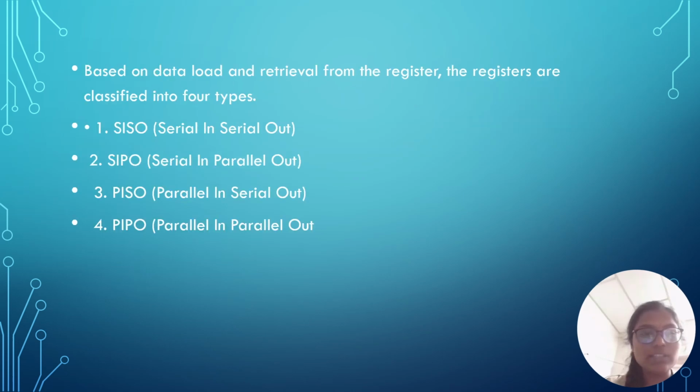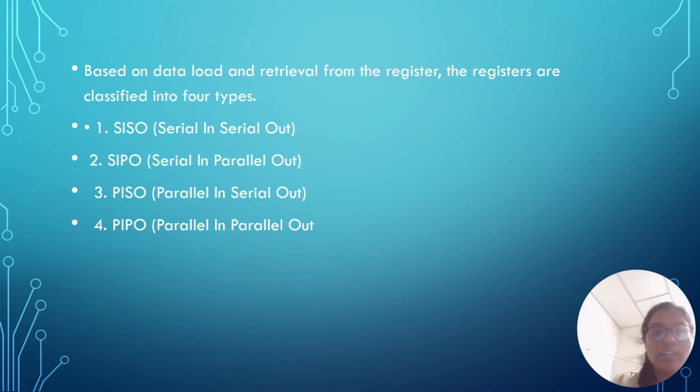And the next is based on the data load and retrieval from the registers. The registers are classified into four types. First one is SISO, meaning serial in, serial out. Second one is SIPO, serial in, parallel out. Third one is parallel in, serial out. And fourth one is parallel in, parallel out.